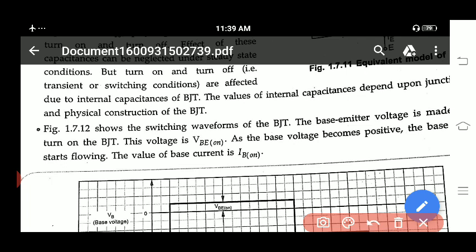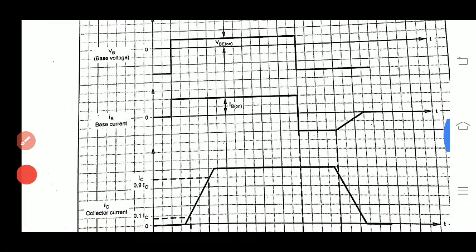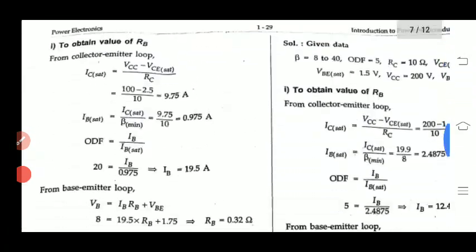Base to emitter is made to turn on the BJT. This voltage VBE, the base to emitter voltage, will increase. That is nothing but VB. Base voltage becomes positive. Base current starts flowing here. The value of this current will be IB on. We have just seen that when you apply VB, then IB also starts to flow.